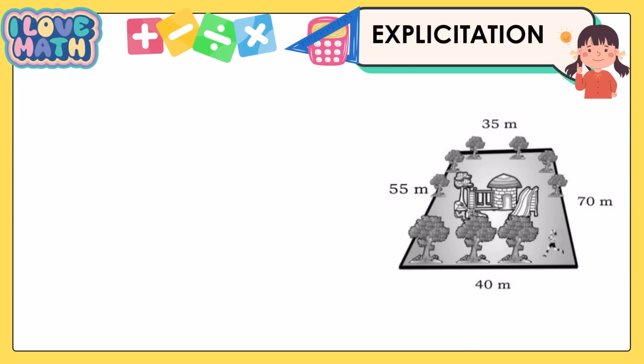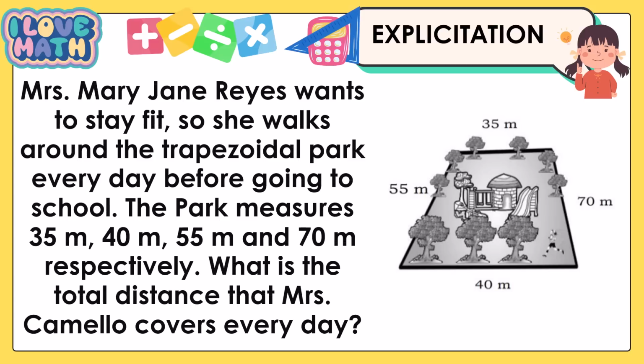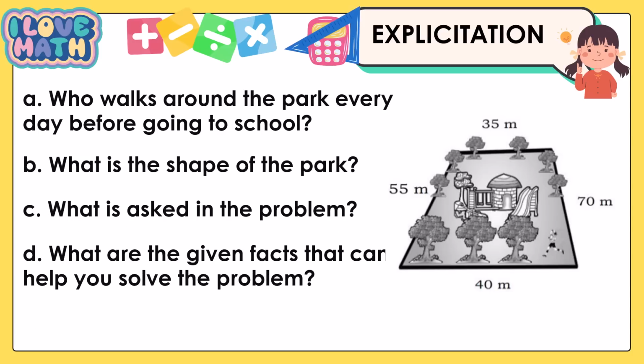Let's read a problem. Mrs. Mary Jane Reyes wants to stay fit, so she walks around the trapezoidal park every day before going to school. The park measures 35 meters, 40 meters, 55 meters, and 70 meters respectively. What is the total distance that Mrs. Camelo covers every day? Here are the questions that we need to answer.